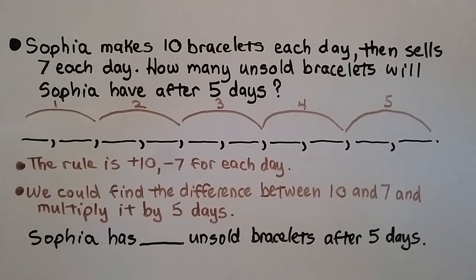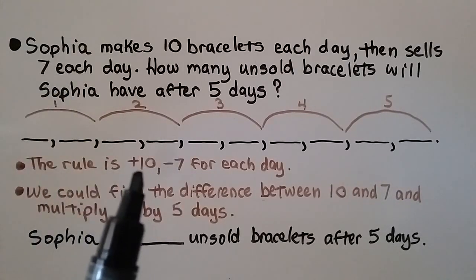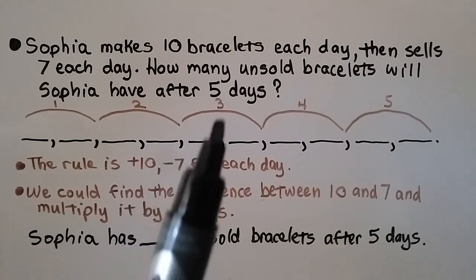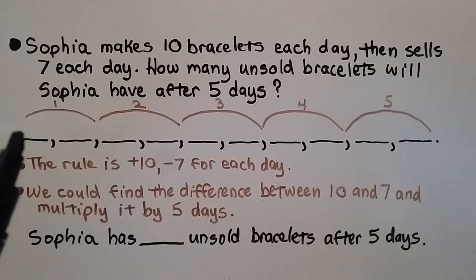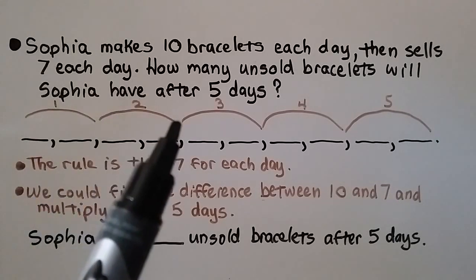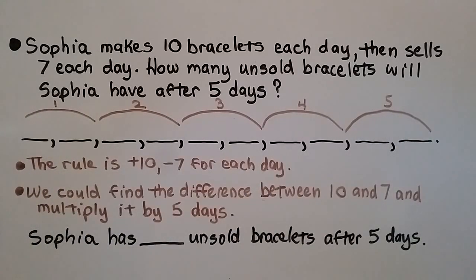Sophia makes 10 bracelets each day, then sells 7 each day. How many unsold bracelets will Sophia have after 5 days? So if she's making 10 and selling 7, the rule is plus 10, then minus 7 for each day. And for 5 days, we would do the plus 10 minus 7, that's 1 day, plus 10 minus 7, that's the second day, and we would do it for 5 days.